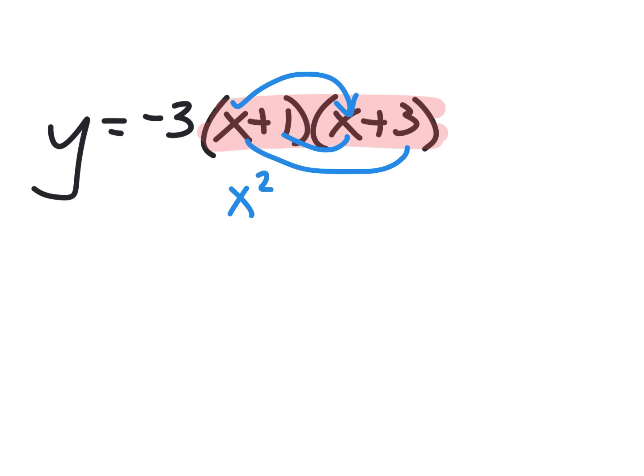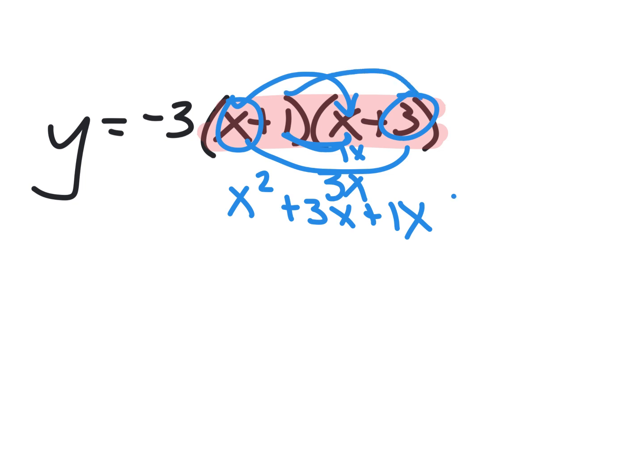Okay, let's see how you did. You should have said x squared, and then this is 3x when you do the outside ones, and this is 1x, which is the inside ones. So I would have put plus 3x plus 1x. Realistically, I would have just added them in my head and said plus 4x, but that's how you show your work anyway. And then plus 3. And now what did I forget to do?